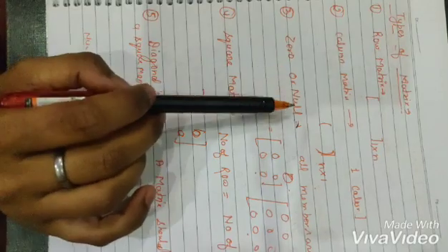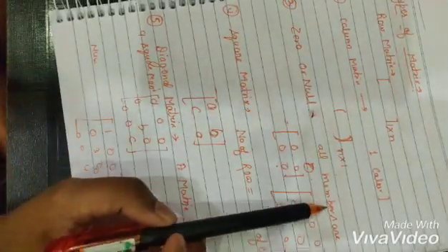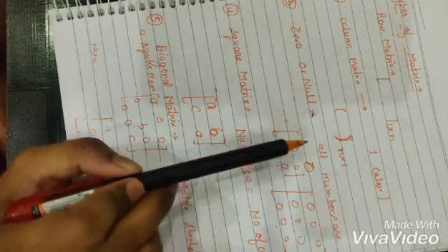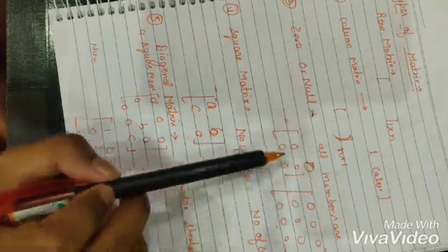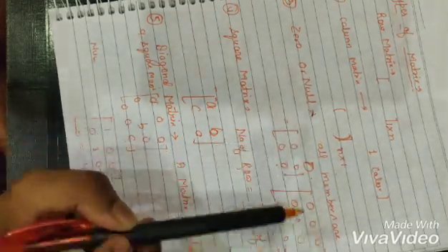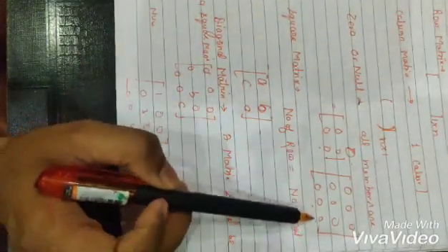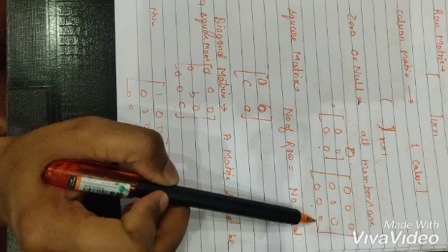And zero or null matrices. When all the elements are 0, the matrix is known as the null matrix. 0, 0, 0, 0, 0, 0, 0, 0, 0, 0. This is the 2 cross 2 null matrix. This is known as the 3 cross 3 null matrix.